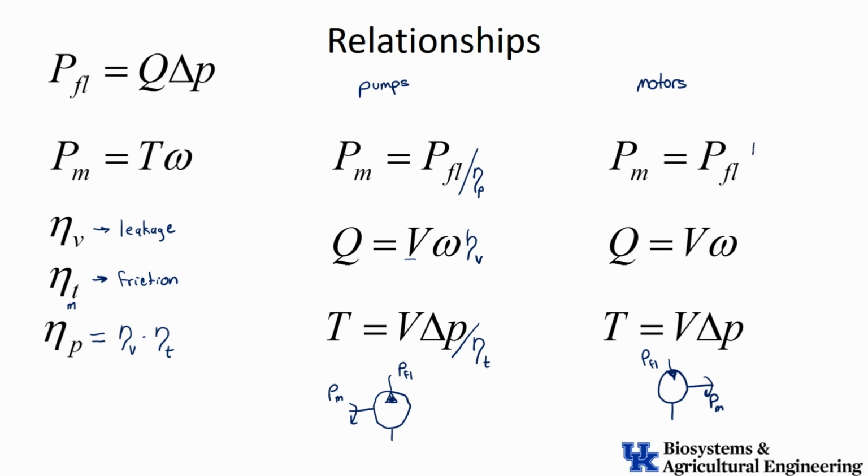So in the power equation, I'm going to multiply by the power efficiency. And the flow rate equation, I'm going to divide because it's going to take more flow rate to get a certain speed. And the torque equation is multiplied by the torque efficiency or that friction efficiency, and that tells me that I'm not getting quite as much torque out of this thing as I theoretically should. So those are the relationships.